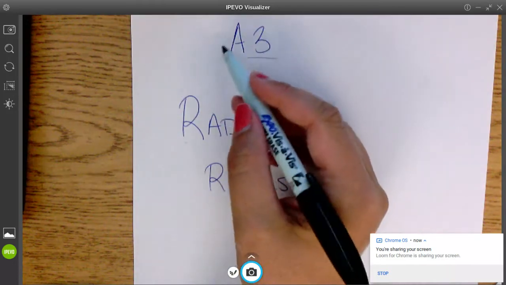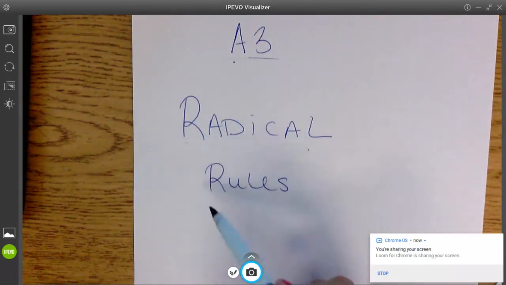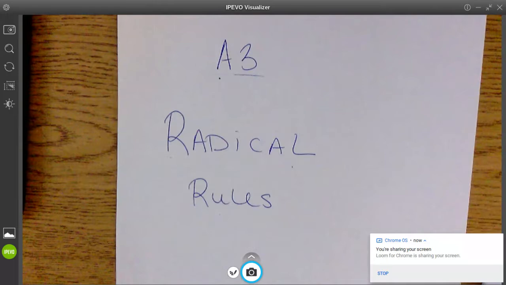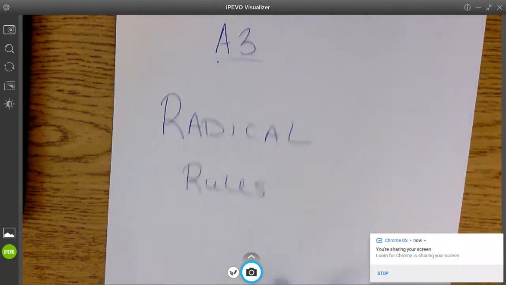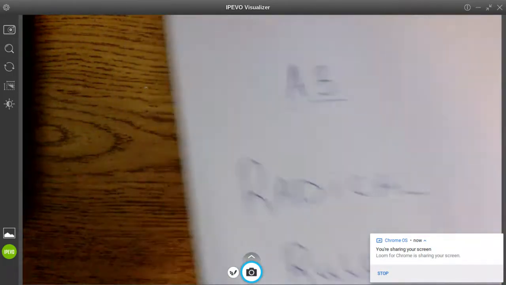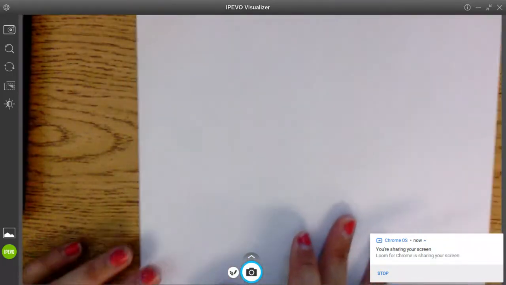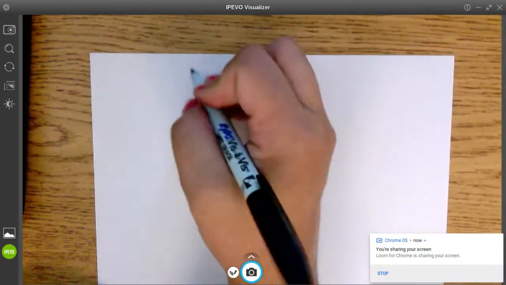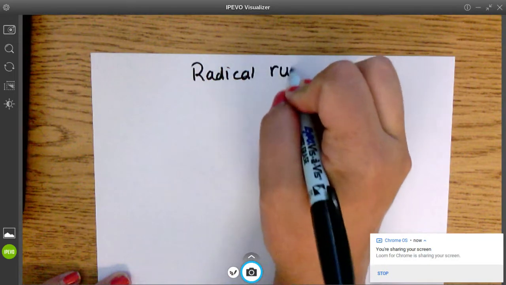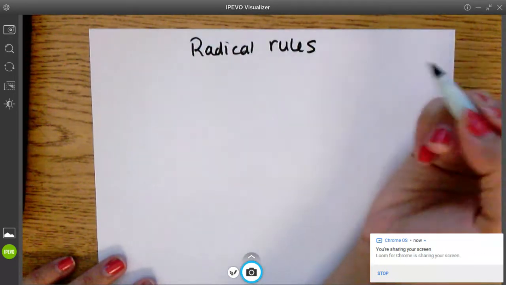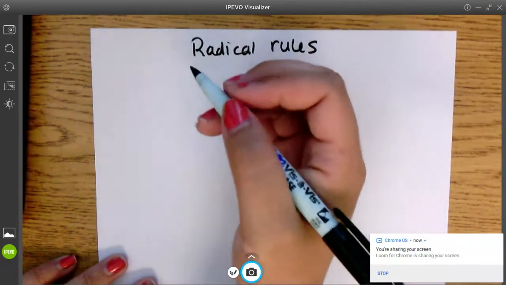Third section of the algebra unit. This is radical rules, and just like exponential rules, radical rules are very much the same, because remember, we can write things as exponents and that's equivalent to radicals, and so on and so forth. So our rules are going to look pretty similar. So if you title your page Radical Rules, okay, they're radical rules.